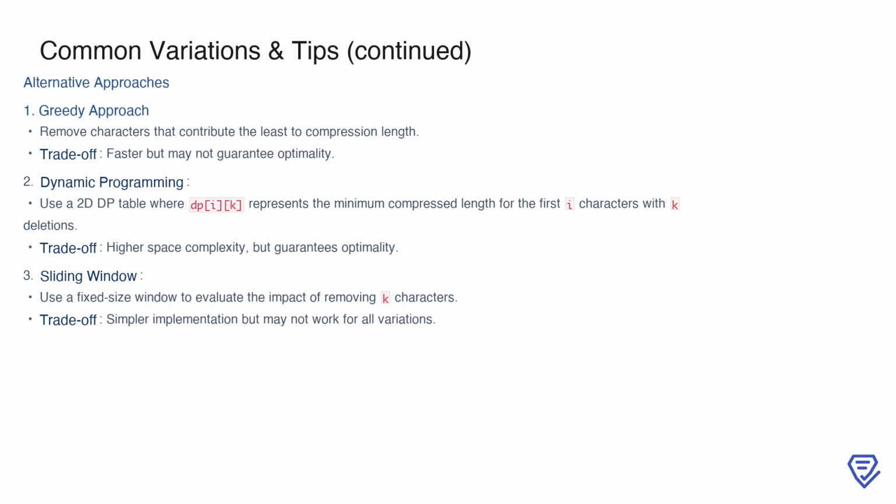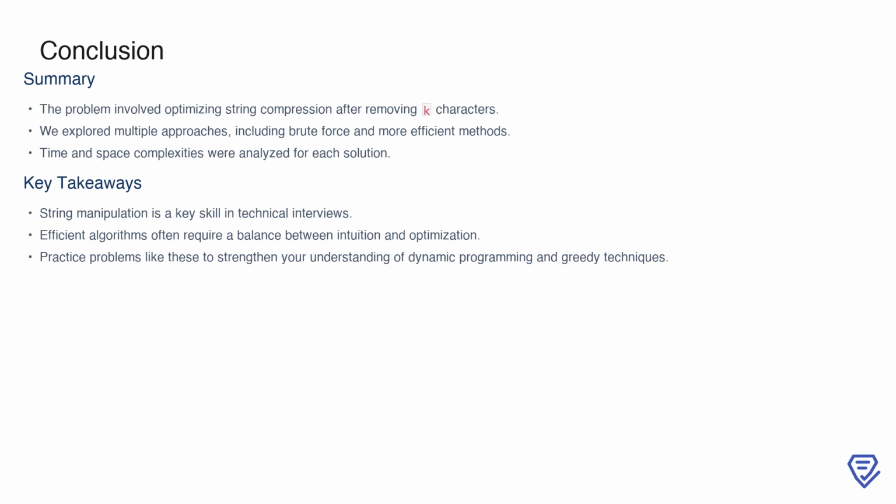Another option is the sliding window technique, which uses a fixed-size window to evaluate the impact of removing k characters. This approach is simpler and more intuitive but might not work for all problem variations. Each method has its trade-offs, so understanding their strengths and limitations is key to selecting the right one for a given scenario. Great job! We've completed our exploration of string compression 2.